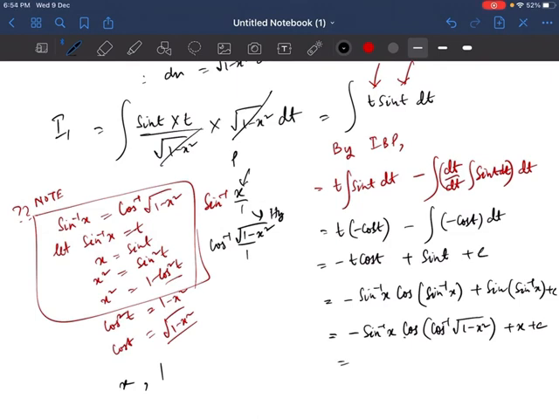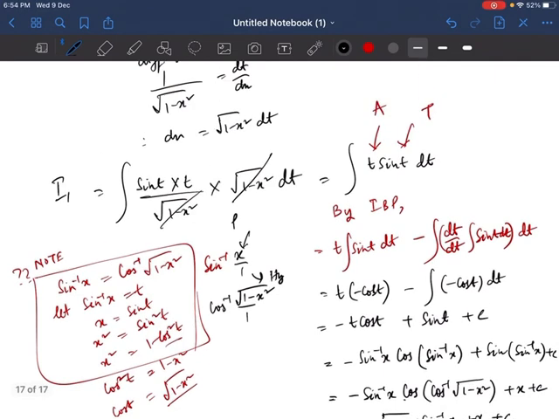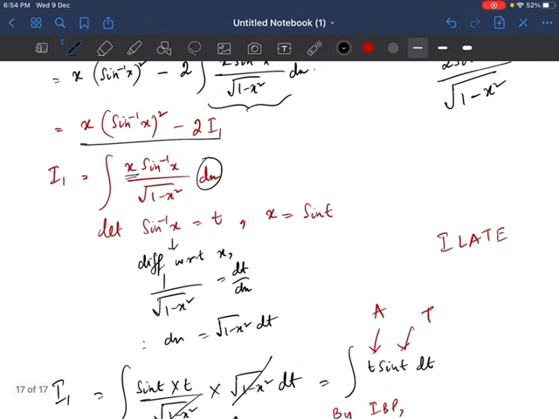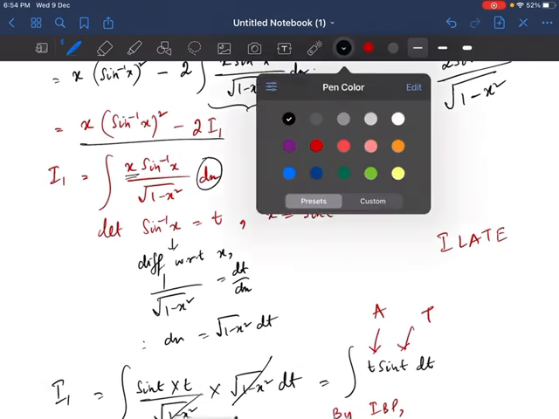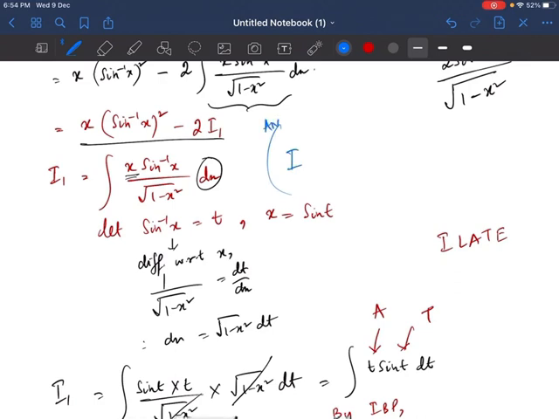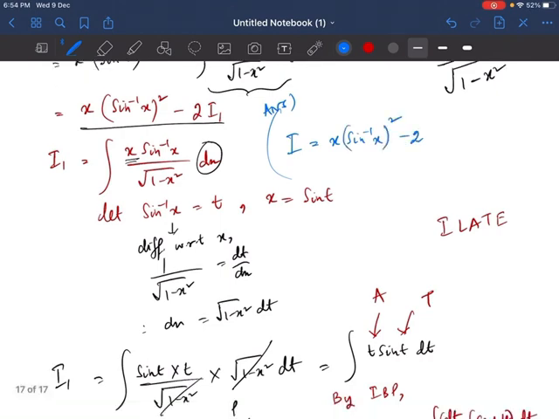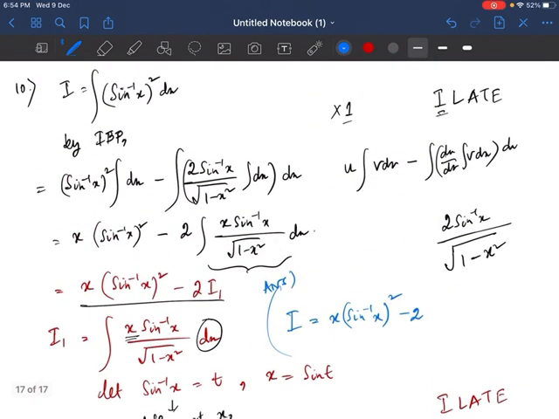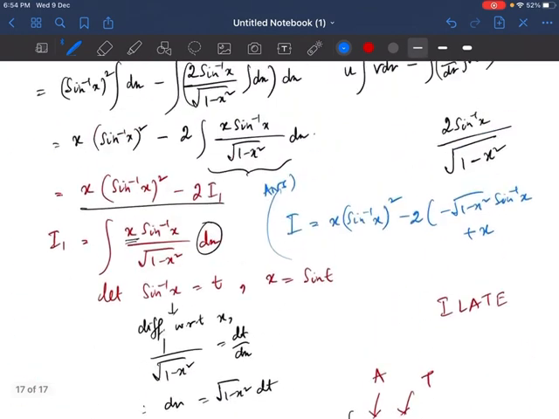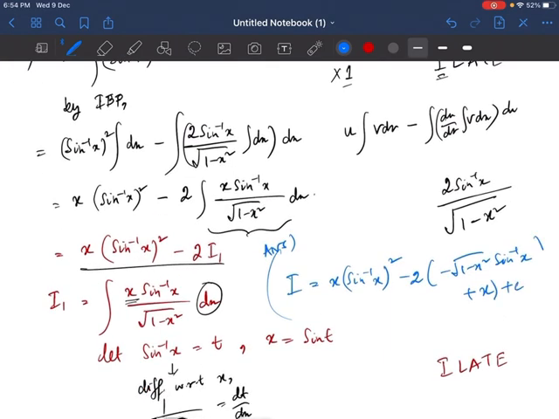Now cos and cos inverse goes, so we have here root over of 1 minus x square sine inverse x plus x plus c. So this is my I1. So I will be, I am just writing the answer in here. I will be equal to x sine inverse x whole square minus 2 times I1. So I1 is minus root over of 1 minus x square sine inverse x plus x plus c. So that will be my answer.